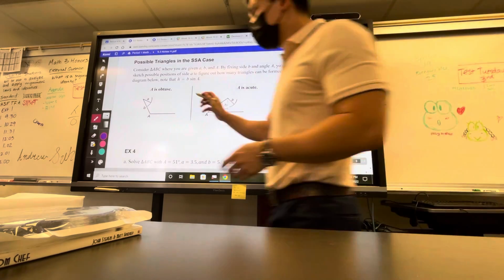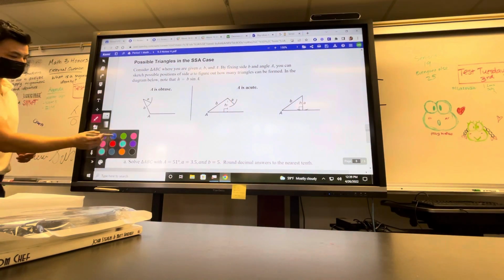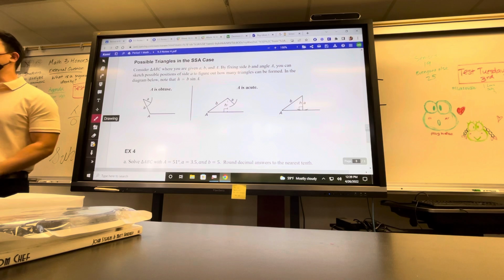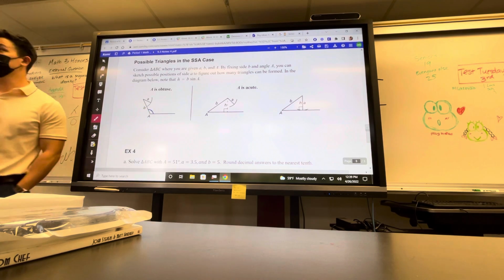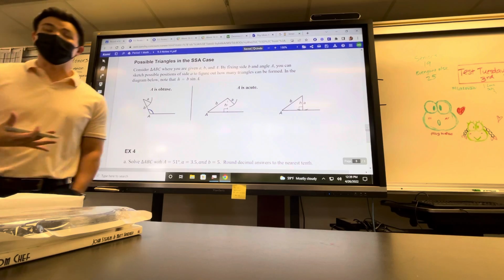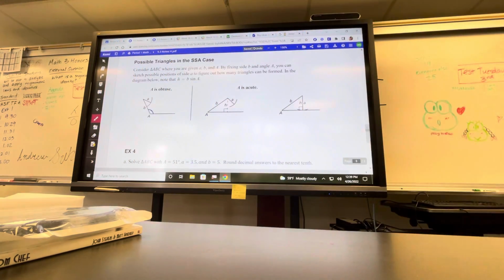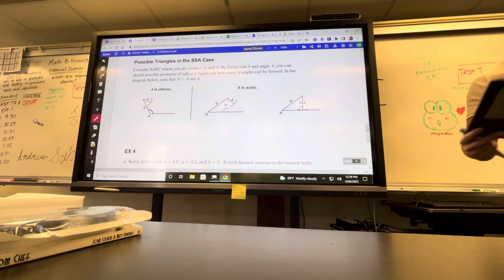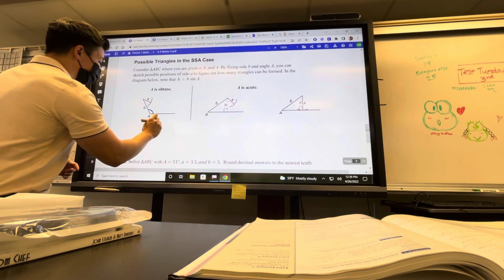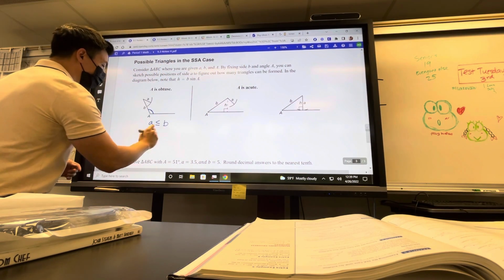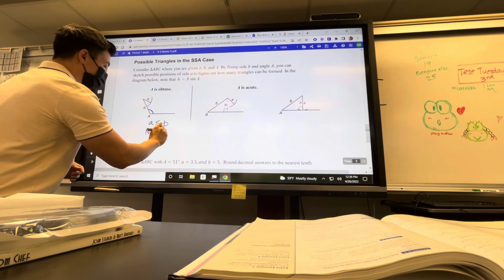So here, let's say that we have an obtuse angle for A. So our A value is greater than 90 degrees. If our capital A value is greater than 90 degrees, then if our small a value is less than or equal to our b value, we have no triangle.